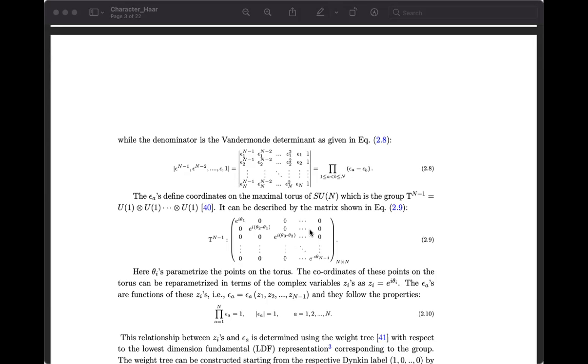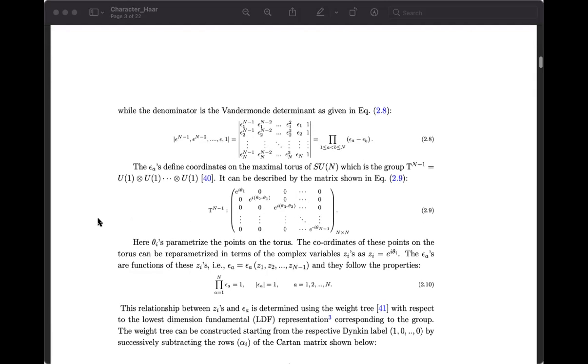And these epsilons are basically nothing but the coordinates of the maximal torus of SU(N), whose maximal torus is T^(n-1), which you can write down in terms of the product of U(1) cross U(1) cross U(1), n minus 1 times, right? And this T^(n-1) can be written in terms of a diagonal matrix form, where the diagonal entries are e^(iθ1), e^(i(θ2 minus θ1)), and so on. And this is the n by n matrix. Now here the thetas are the parameters, the points on the torus, right?